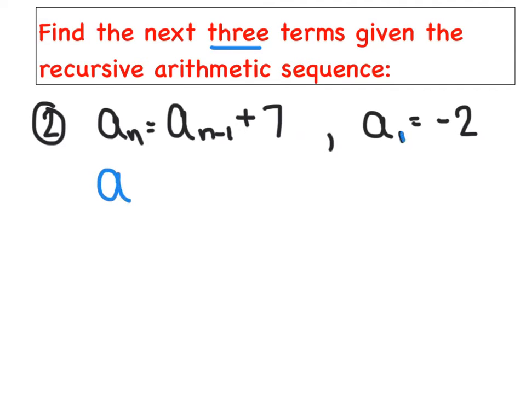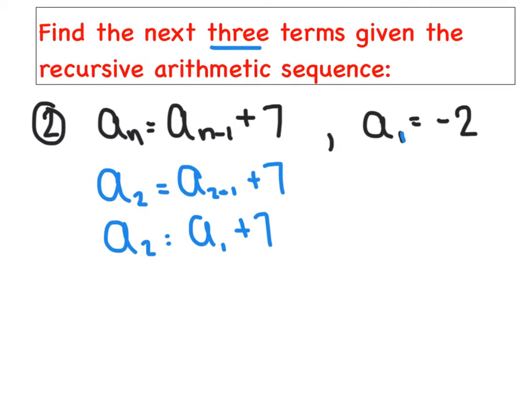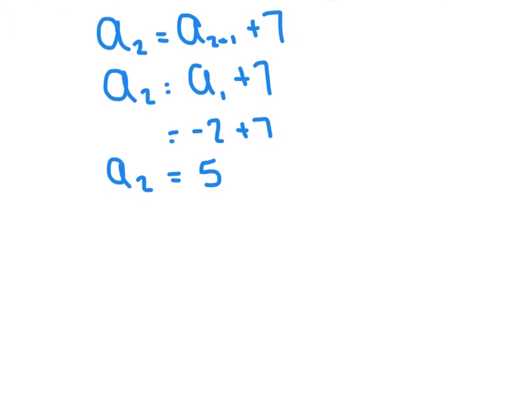Notice they already did give me the first term, so I'm going to start with a sub 2, which is a sub 2 minus 1 plus 7. And I'm going to try to be especially careful with my handwriting here. 2 minus 1 turns out to be 1. We know that a sub 1 is defined as negative 2. Therefore, a sub 2 is really 5. All right, so we've got a sub 2 is equal to 5.